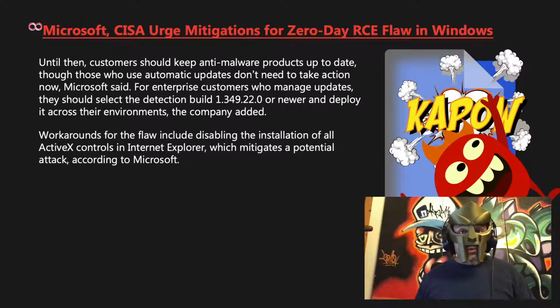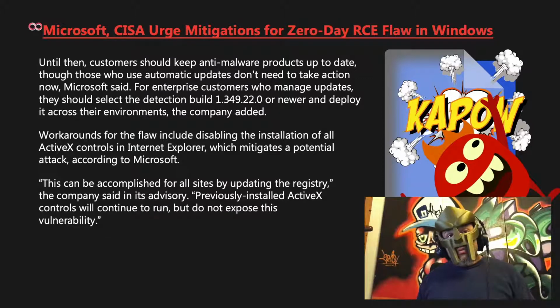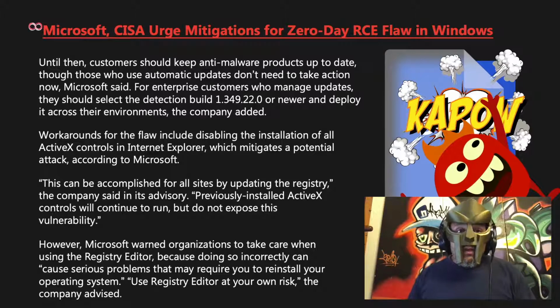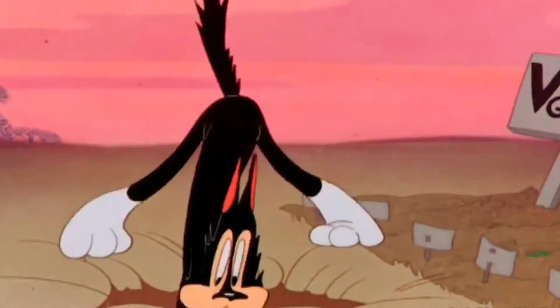Workarounds for the flaw include disabling the installation of all ActiveX controls in Internet Explorer, which mitigates a potential attack, according to Microsoft. This can be accomplished for all sites by updating the registry, the company said in its advisory. Previously installed ActiveX controls will continue to run, but do not expose this vulnerability. However, Microsoft warned organizations to take care when using the registry editor, because doing so incorrectly can cause serious problems that may require you to reinstall your entire operating system. Use the registry editor at your own risk, the company advised.